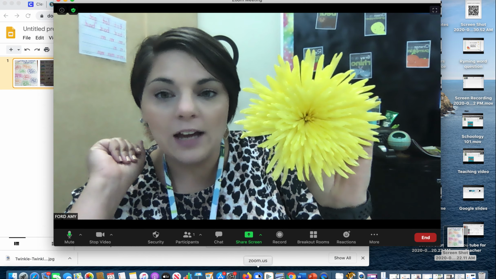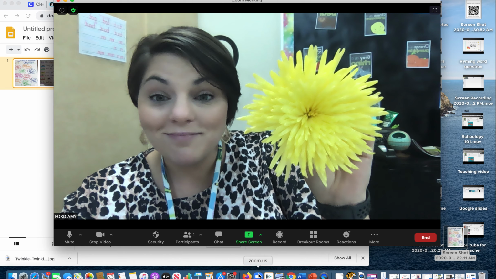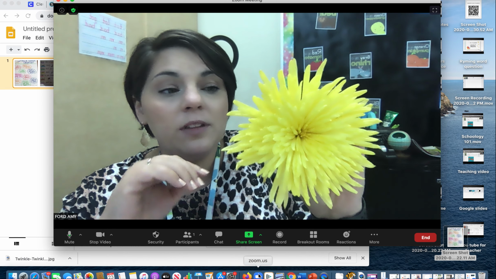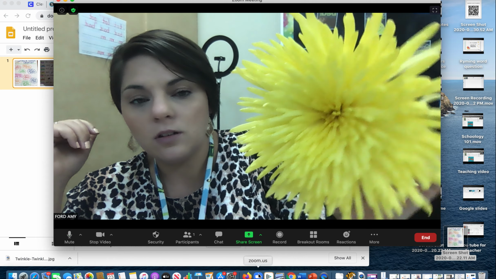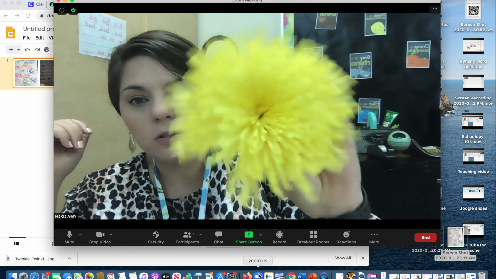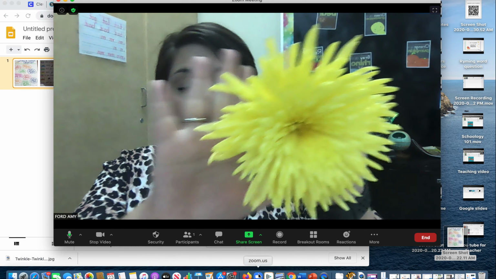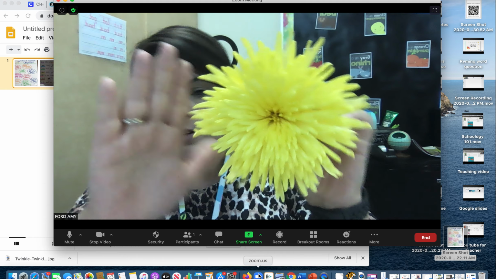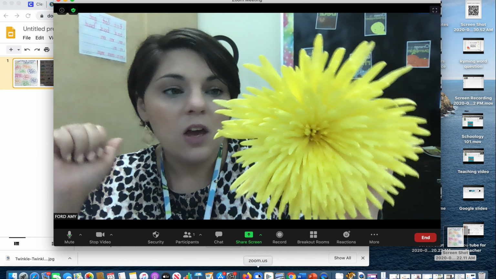The first thing I notice when I look at it is its color. What color is it? It's yellow. The other thing I notice are these beautiful long petals. You see those? I also notice that it's really large. So here is my hand, and here is this flower. It's a really big flower, right?